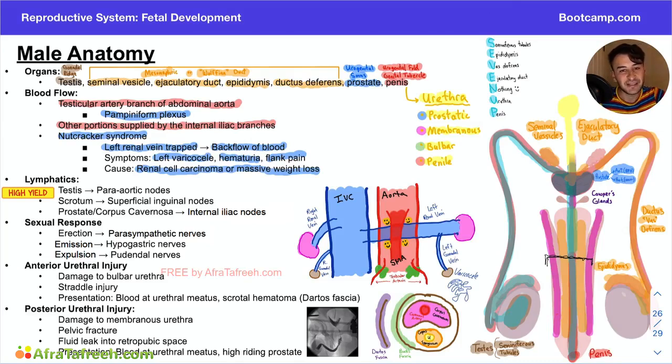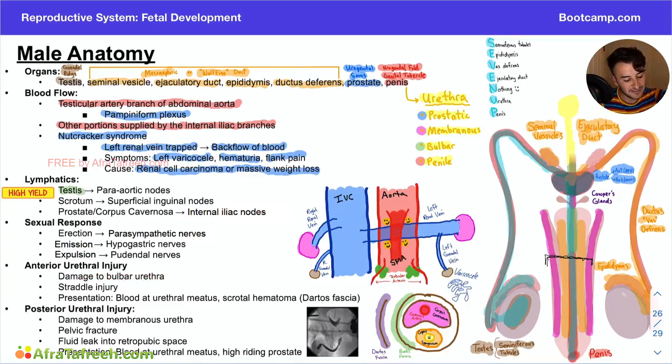This is rather high yield on the exam. They love to ask about this, and this is due to embryology. So we know that our testicles are going to be a retroperitoneal structure, and so they're going to be quite deep, and their lymphatic supply also follows their path down from the retroperitoneum down into the scrotum.